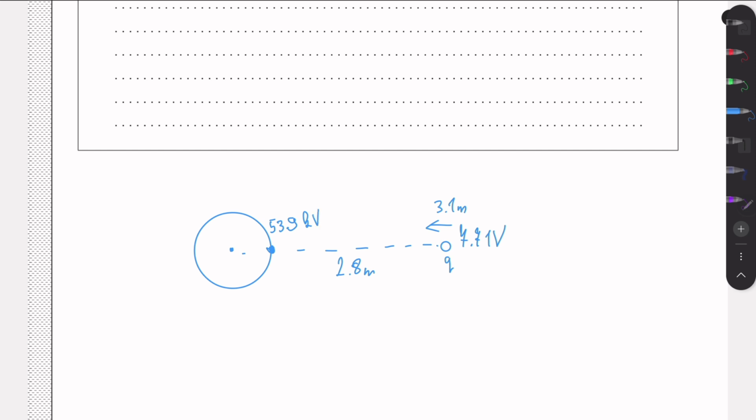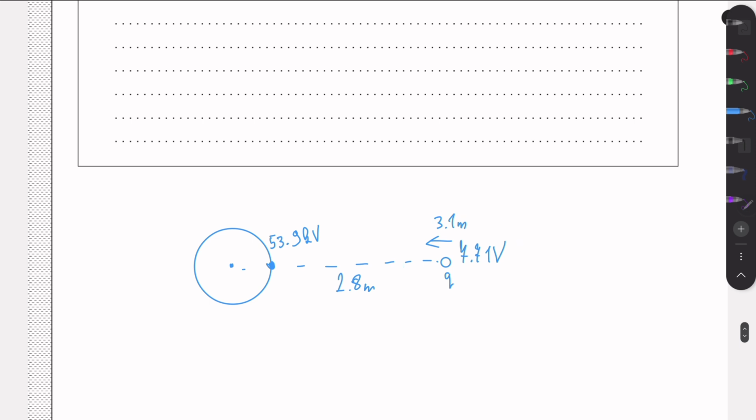So what we can again think about are the energy conservations or the energy changes that take place. So there's our sphere, there's our small charge. It's moving with a speed of 3.1 meters per second, and at the moment it's 2.8 meters away. So we know the potential here is 7.71, and if it were to reach the surface of the sphere, it would be at a potential of 53.9 kilovolts. So pretty much what would have to happen is that all of this kinetic energy would have to be converted into potential energy as it's getting closer and closer. And when it reaches the surface, the speed would be 0.